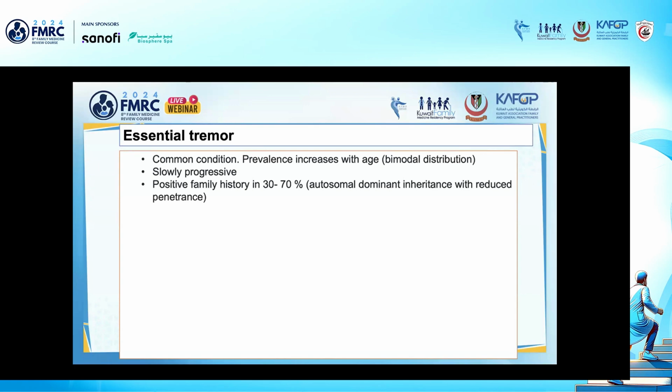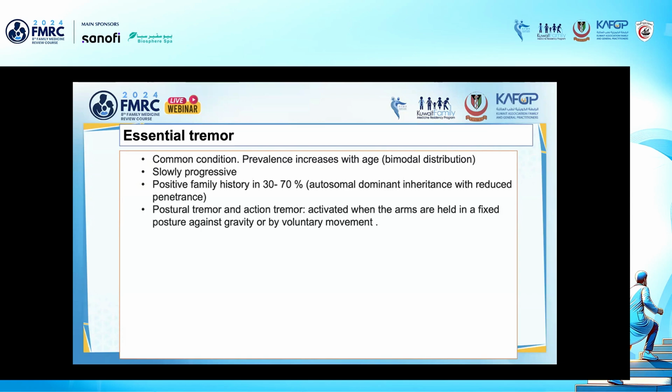So this differentiates it from the exaggerated physiological tremor. The physiological tremors don't progress. On the contrary, they become better if you remove the causative agent. But here it slowly progresses. There's a positive family history in 30 to 70% of patients, and it is believed that the mode of inheritance is autosomal dominant inheritance with reduced penetrance.